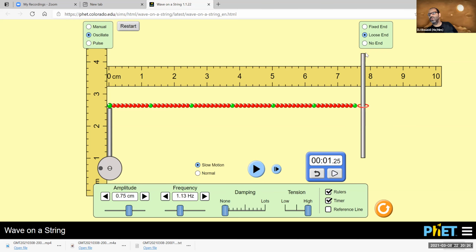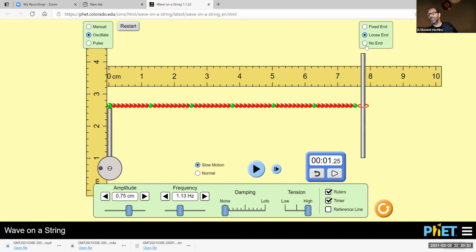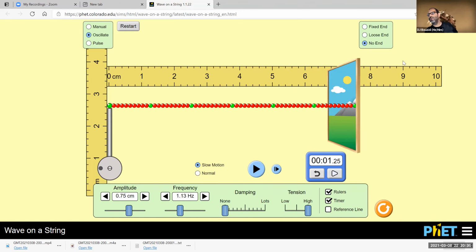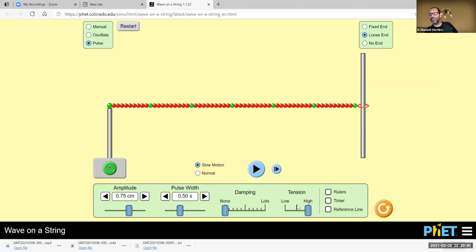I'm going to change the end now to a loose end and see what's going on. Or no end. No, let's keep it with the loose end. With no end, basically the wave will go forever and ever. So let's keep it with a loose end. Loose end in here means that if I go back to the pulse, let me remove the timer and the ruler, you will see that the reflected wave should have one way.